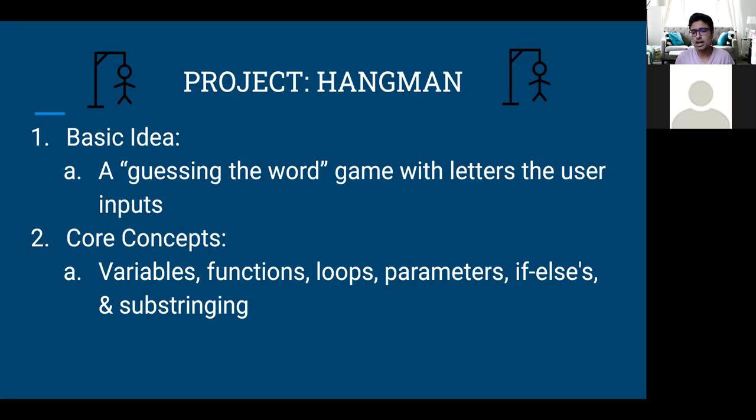And guys, the basic idea of the game is that it is a Hangman game. If you've never played it, you've got a little stick figure, right? You're one person, in this case, with what we're making, the computer is going to have a word which it randomly chooses. That's the part we worked on last week. And then we have to guess the word. So it's essentially a word guessing game with us inputting letters as the user. The core concepts, guys, once again, which we will be using involve variables, functions, loops, parameters, logic, if-else statements, and also a lot of substringing. And today, actually, we will be diving into some of that substringing.